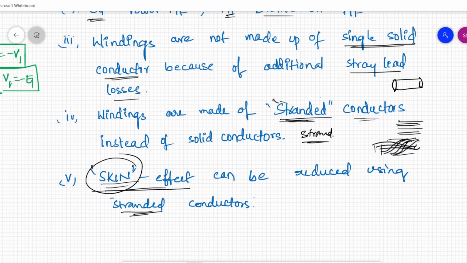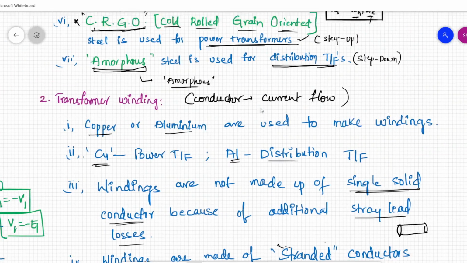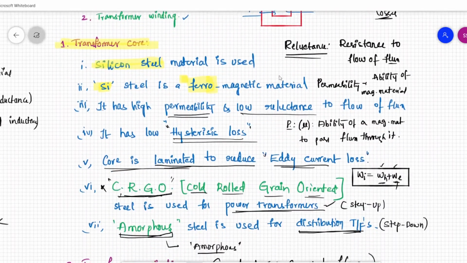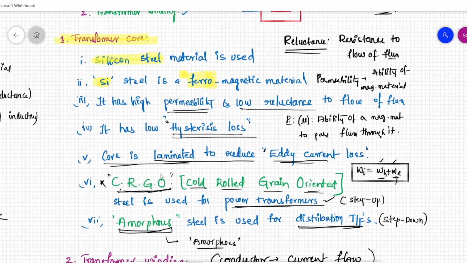A transformer mainly has two important parts. The first one is the transformer core, and the second one is the transformer winding. Here we use silicon steel as the transformer core. For power transformers, CRGO steel is used. For distribution transformers, amorphous steel is used, because they have high permeability, that is the ability to pass flux through it, and low reluctance. They reduce hysteresis loss, and we laminate the core to reduce eddy currents. So this is about core material.